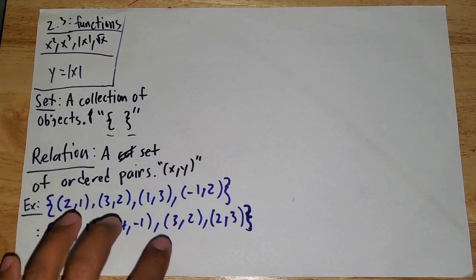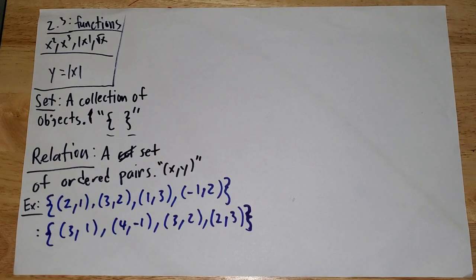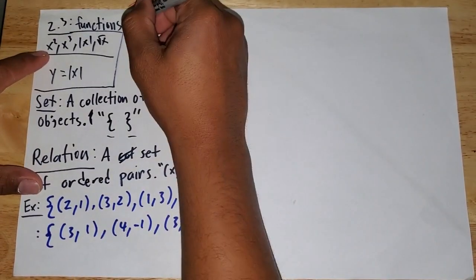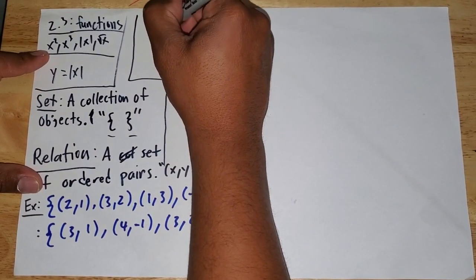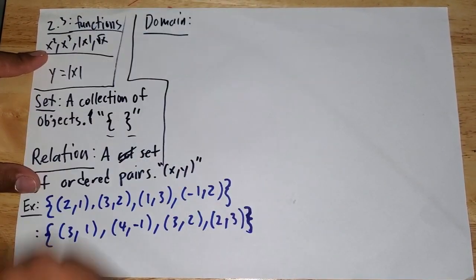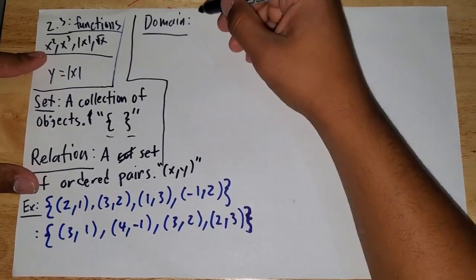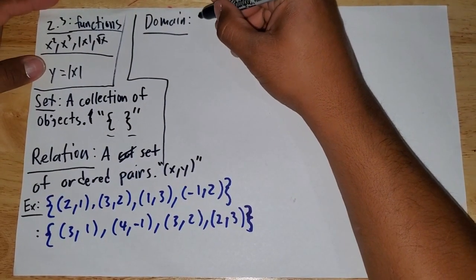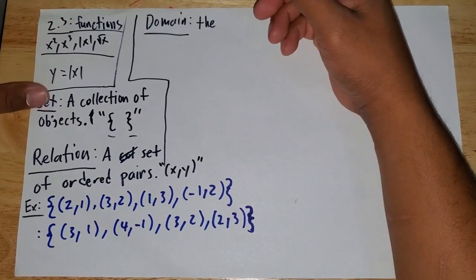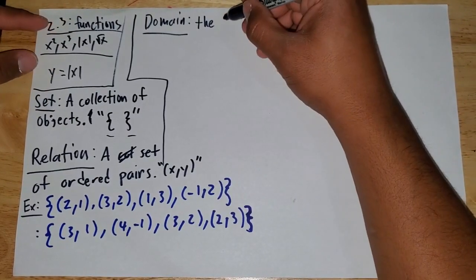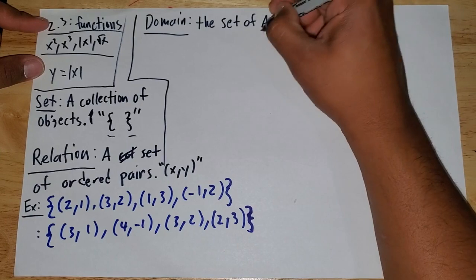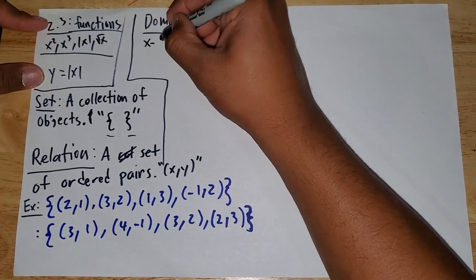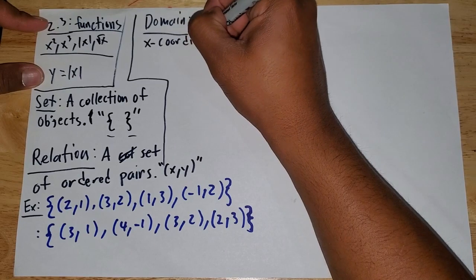But inside these relations, we can break them down even further and talk about them in terms of domain and range. Let me block this off here. We can talk about domain. And domain is just a set. That's the reason I wanted to define a set, because we keep using that word. It's a set of all, and this is really important, all x coordinates.